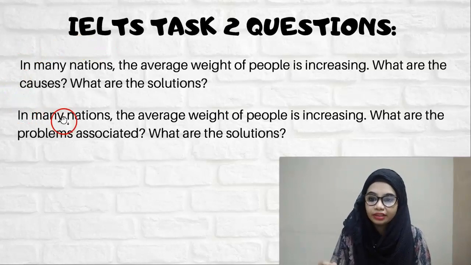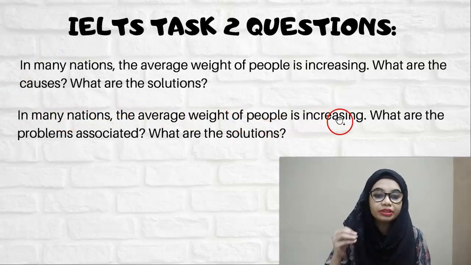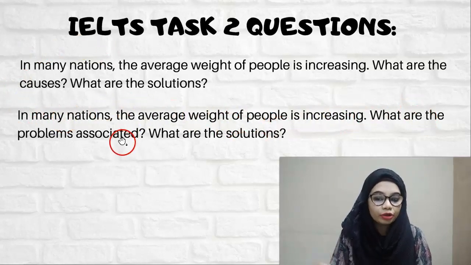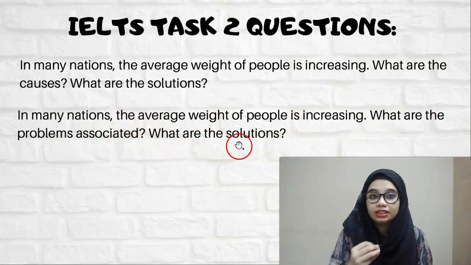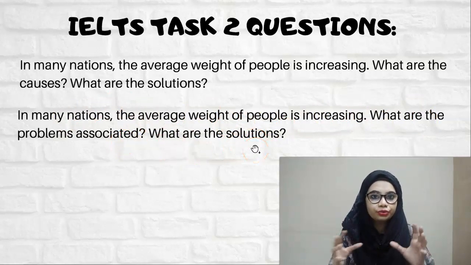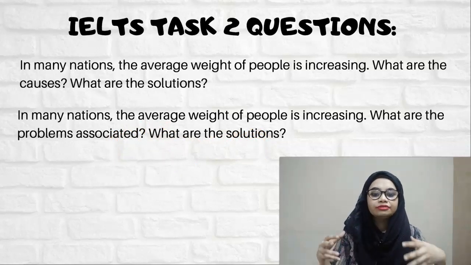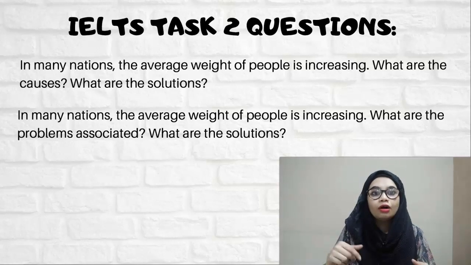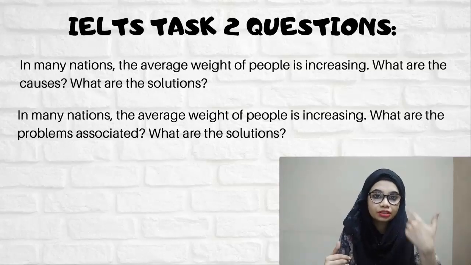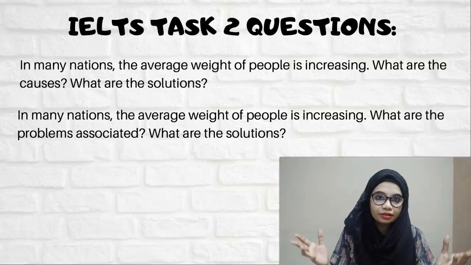Same thing, in many nations, the average weight of people is increasing. What are the problems associated and what are the solutions? So these are the two questions through which we will understand these two categories. So if the average weight of people is increasing, what is leading to that? What is the cause of that? And what could be the solution?